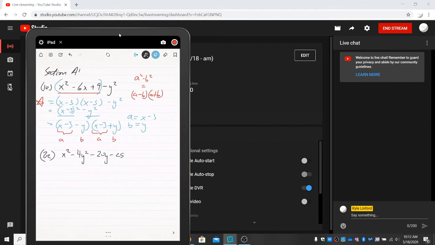Here, I could try to group the first two and the last two terms, but immediately I'm thinking this isn't going to work because this has multiple variables in it. I could basically use the difference of squares to break this down, and I get x plus 2y and x minus 2y. But nothing over here is going to have anything to do with an x, so it's not really going to work.